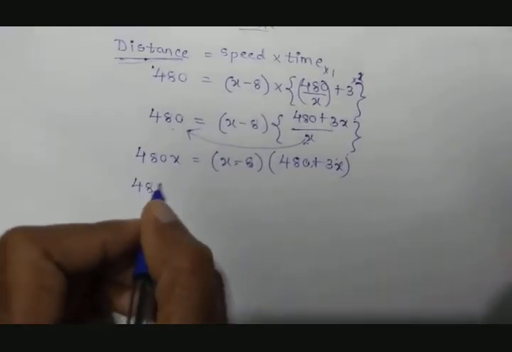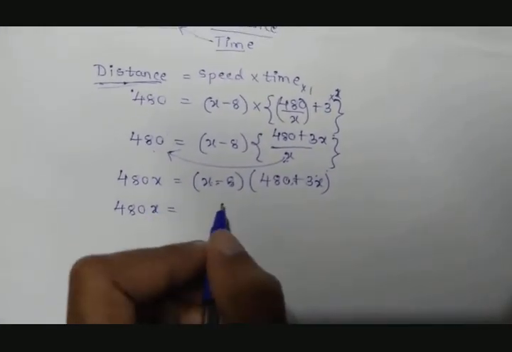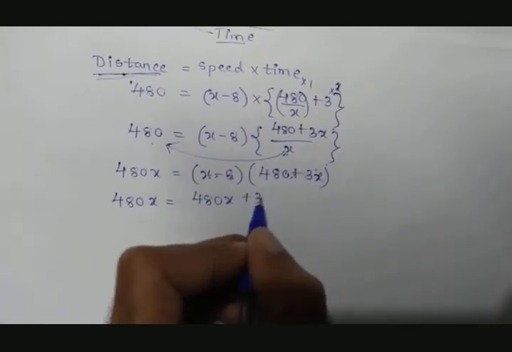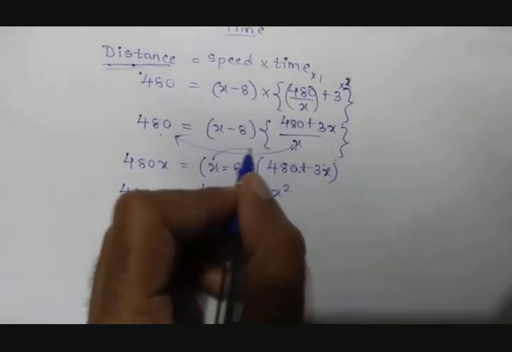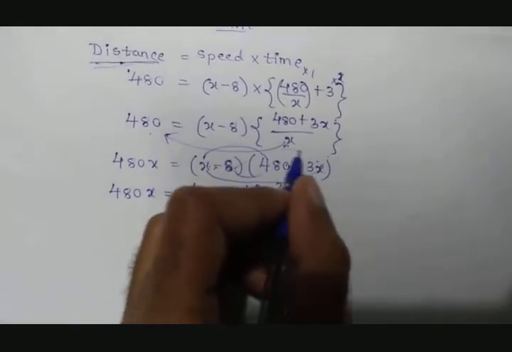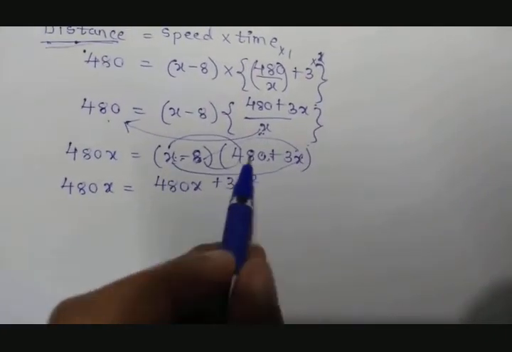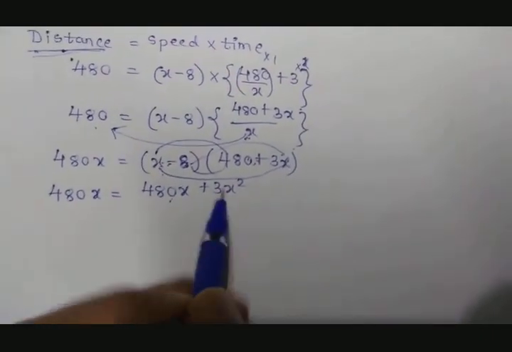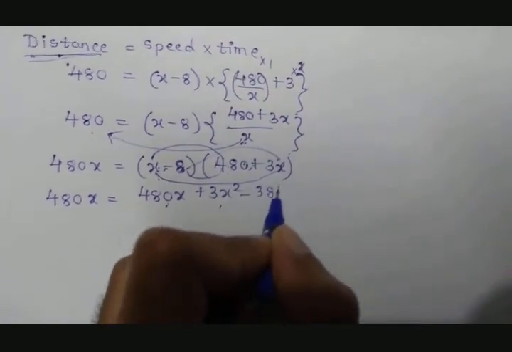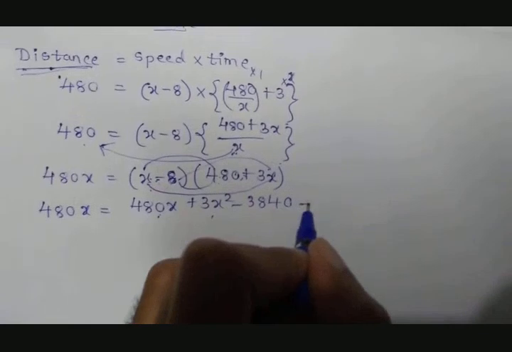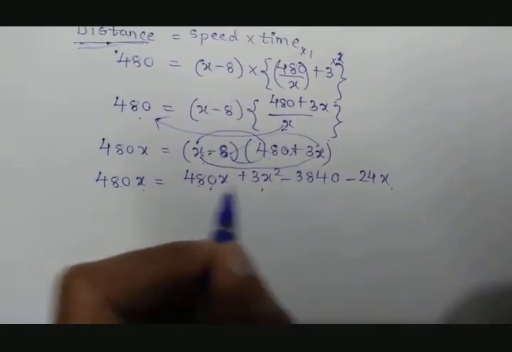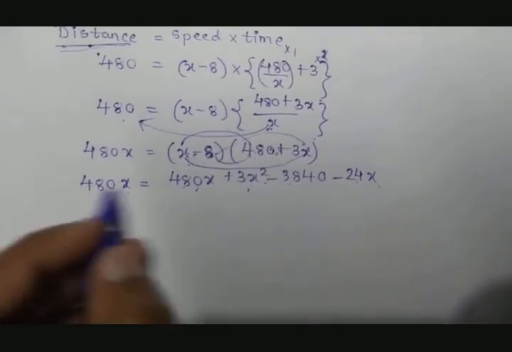So just multiply now. 480x as it is, x into 480 is 480x. So x into plus 3x is plus 3x square. So you know the multiplication, right? So x into first term and x into the second term. Now minus 8 into this term and minus 8 into the next. So x into 480 is 480x, x into plus 3x is 3x square. Next minus 8 into minus 480 is minus 3840, and minus into plus is minus 8 into 3x is 24x. So 480x is equals to 480x plus 3x square minus 3840 minus 24x.